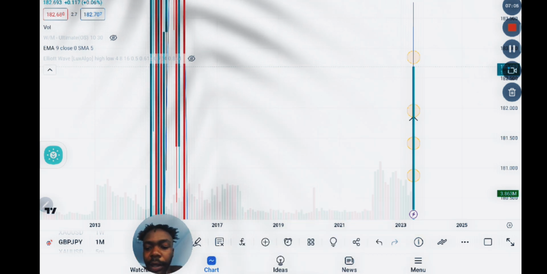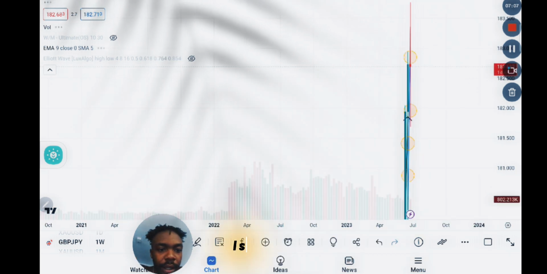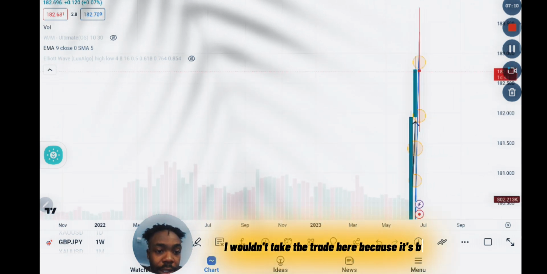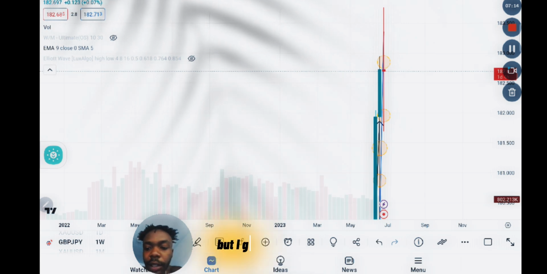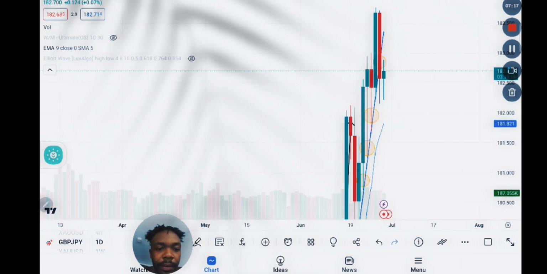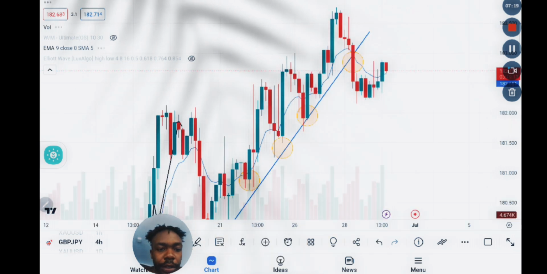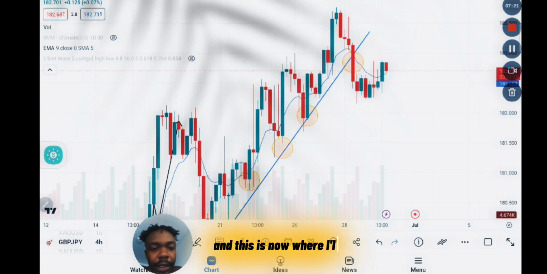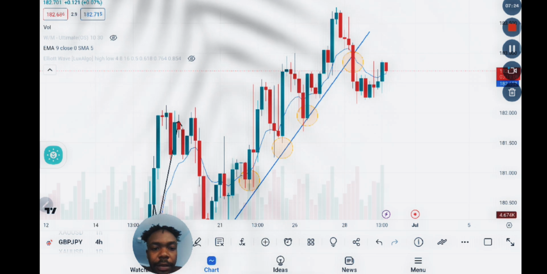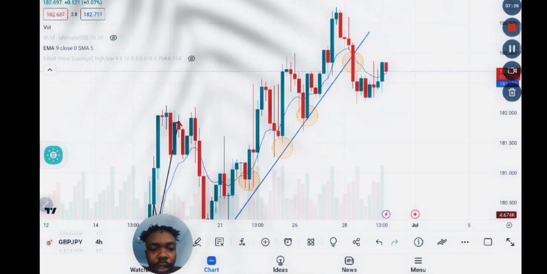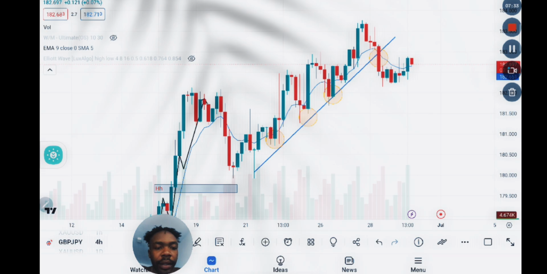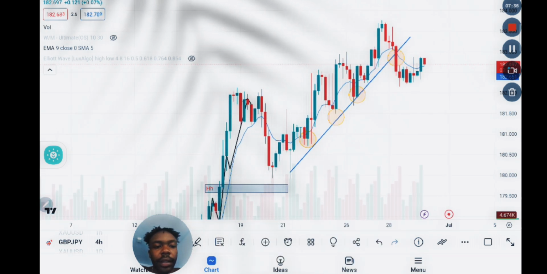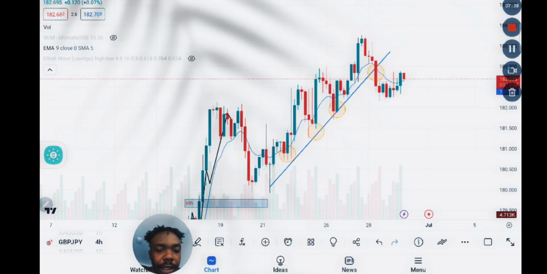So I'll just go into my 1 month. I see my weekly. I wouldn't take a trade here because it's bearish, but if it was bullish, it's a green candle. I go down onto my daily, I see bullish, I go onto the 4-hour, and this is now where I'll be looking for my key levels. However, I would also want to see the candle moving bullish, meaning green candle, and that way I've identified the current trend where price is actually at.